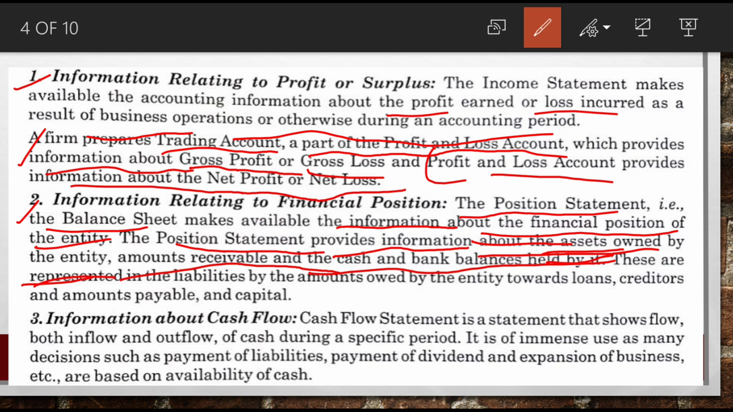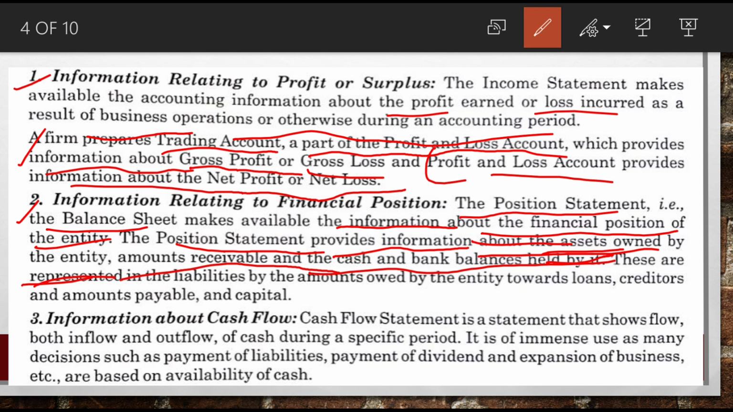The balance sheet has two sides: the liability side and the asset side. First we discussed the asset side and what information we get from it: the total assets we have, the cash position in our hand, and the cash at the bank, all of which we can analyze with the help of the balance sheet. The other side is the liability side.